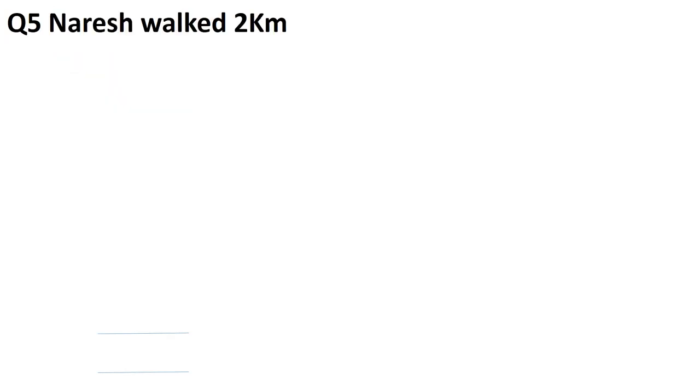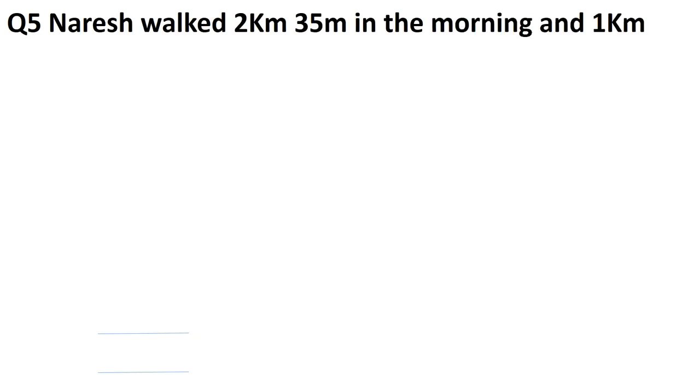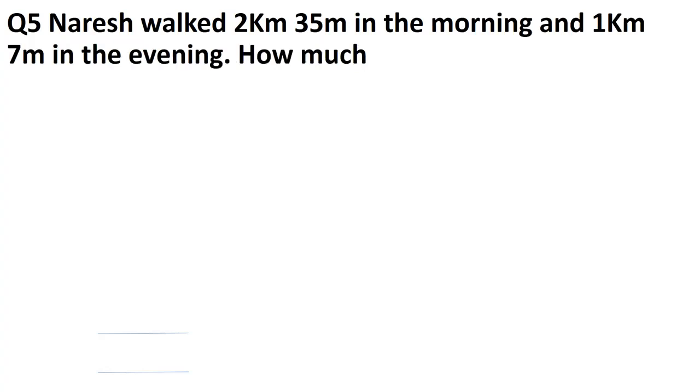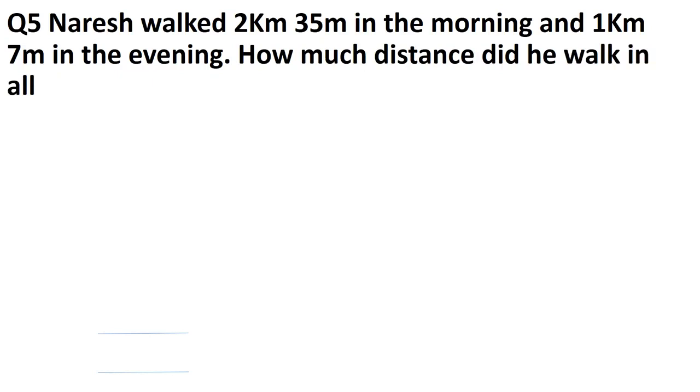Next question. This is question number 5. Naresh walked 2 km 35 meter in the morning and 1 km 7 meter in the evening. How much distance did he walk in all? Okay, morning and evening. He walked 2 times. So you have to tell now total distance walked by him. Definitely we will add in this also. Now see the solution.